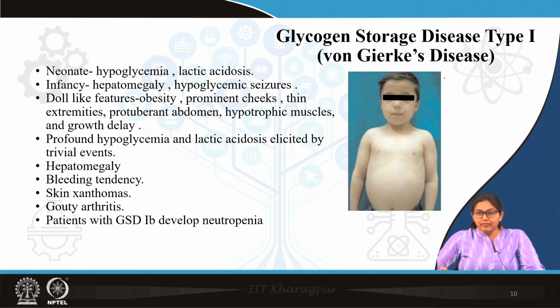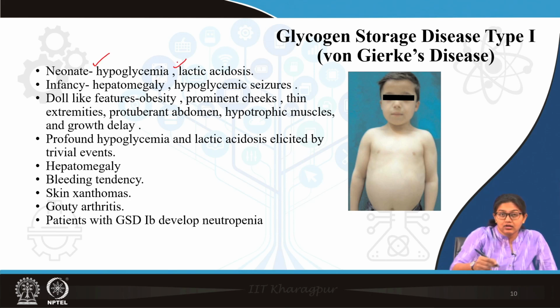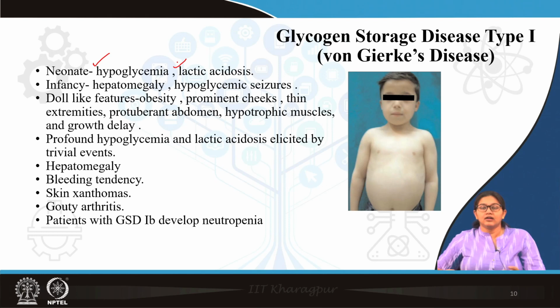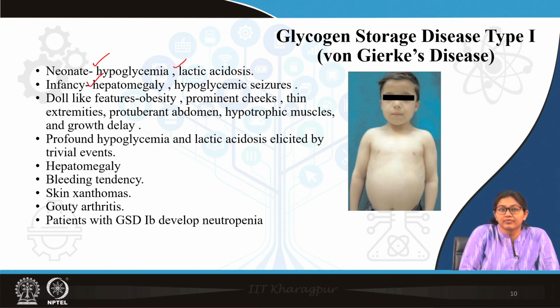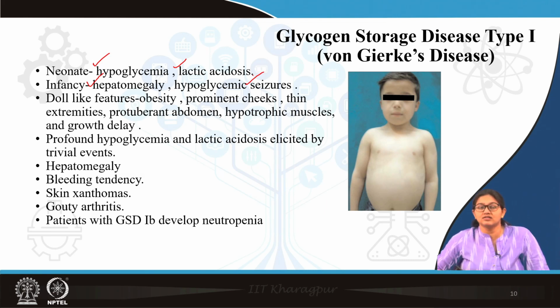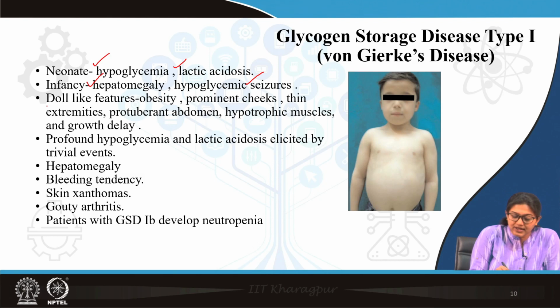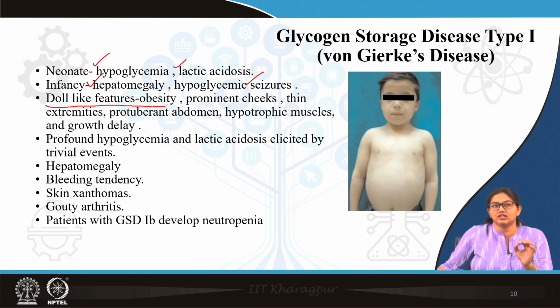So, there is no formation of glucose from glucose 6-phosphate. Now, what will be the manifestation in those cases? In the neonate, there is hypoglycemia as well as lactic acidosis. On further progress, in infancy, glycogen accumulation starts, which leads to hepatomegaly, and it also affects the central nervous system. So, it causes seizures, hypoglycemic seizures. This is a typical presentation of type 1 glycogen storage disorder, von Gierke's disease.